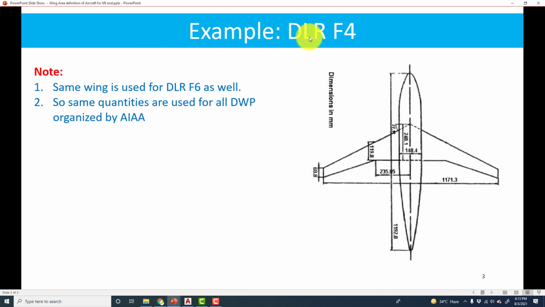So now I'm going to explain this on the DLR F6 model. This is the same model. The wing dimensions especially are the same for all geometries which are used in the DLR F6 also. The DLR F4 was used in the Drag Prediction Workshop 1, and then for the subsequent workshops up to the 7, they are being used as the DLR F6, but they have the same wing dimensions. So whichever model you use, the reference area would be the same for all these Drag Prediction Workshops arranged by the AIAA. So now I will go to this geometry in AutoCAD, and I will get the area.